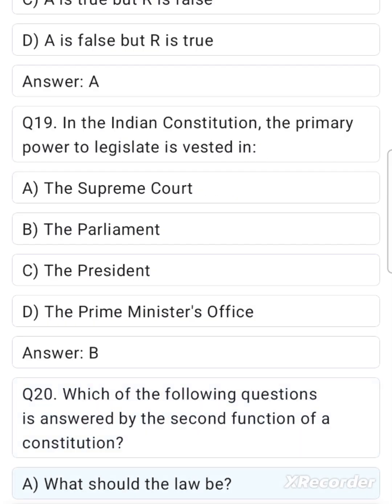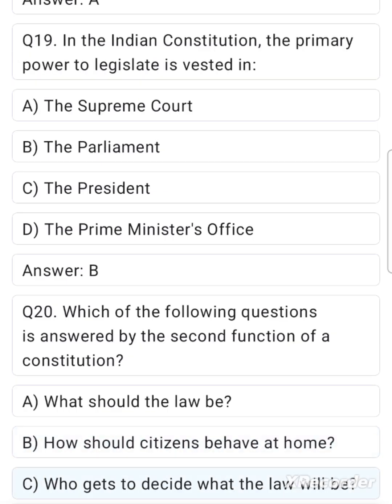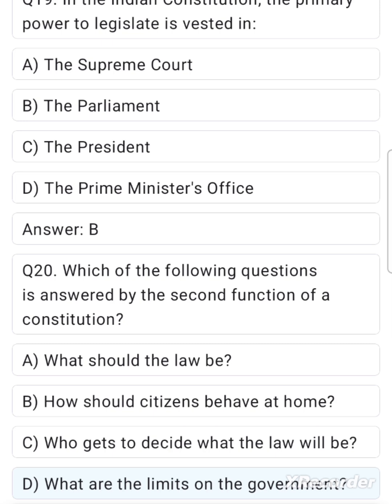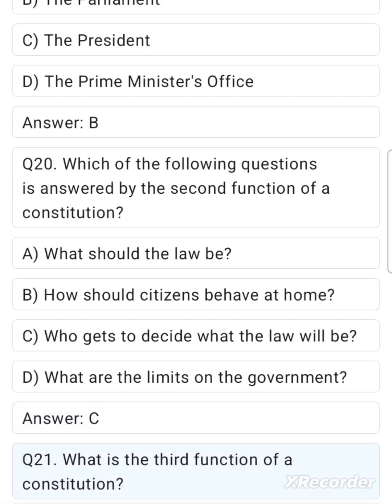Q20. Which of the following questions is answered by the second function of a constitution? A. What should the law be? B. How should citizens behave at home? C. Who gets to decide what the law will be? D. What are the limits on the government? Answer. C.